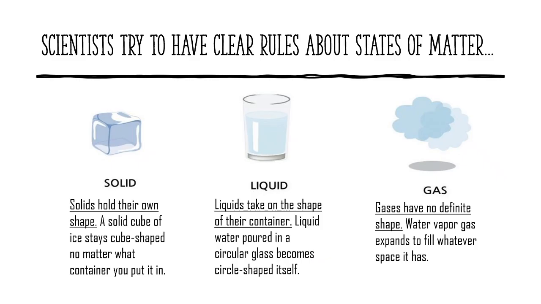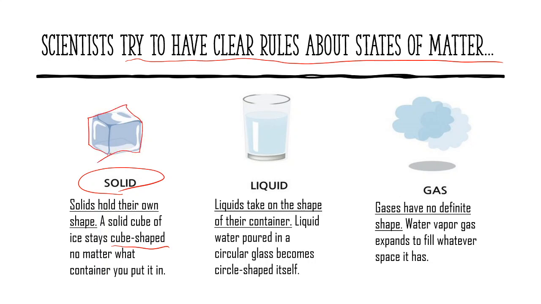Well, scientists do their best. They try to have clear rules about states of matter that put it clearly into one category or another, and these are the rules that they use. So the way that they define a solid, something officially, in order to be solid, solids hold their own shape. What that means is that a solid cube of ice stays cube-shaped no matter what container you put it in. So this ice cube stays cube-shaped. I mean, unless you smash it or something, but just putting it into a different container isn't going to change the fact that it's shaped like a cube.